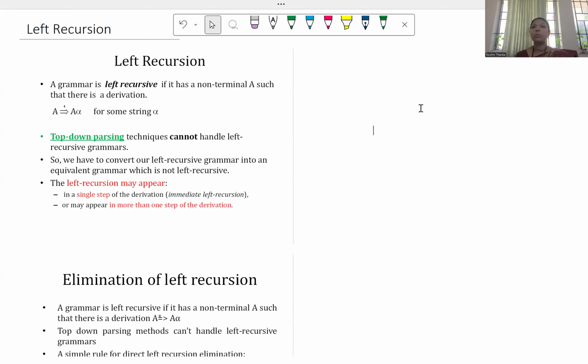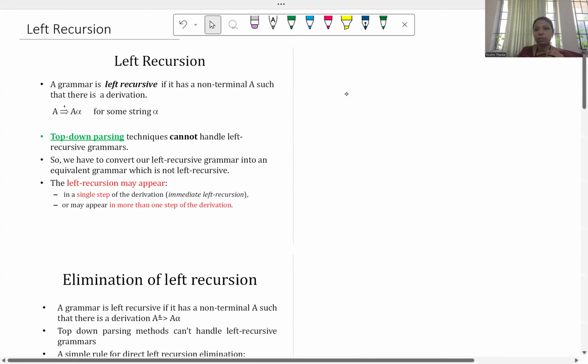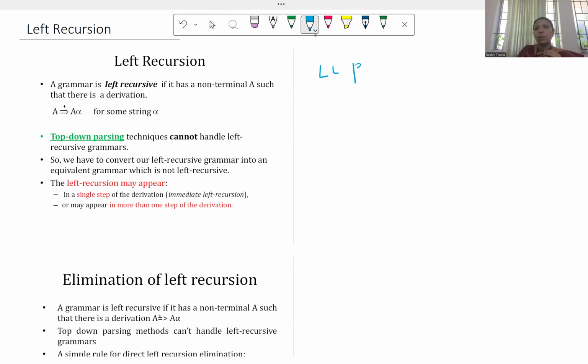This parsing we can do in two ways. One is top-down parsing, the other is bottom-up parsing. The method of top-down parsing is called LL parsing. We have already discussed this top-down parsing. LL means left-to-right scan, and the derivation is done through leftmost derivation. So if I want to do the parsing with the LL parsing method, that is the top-down approach.